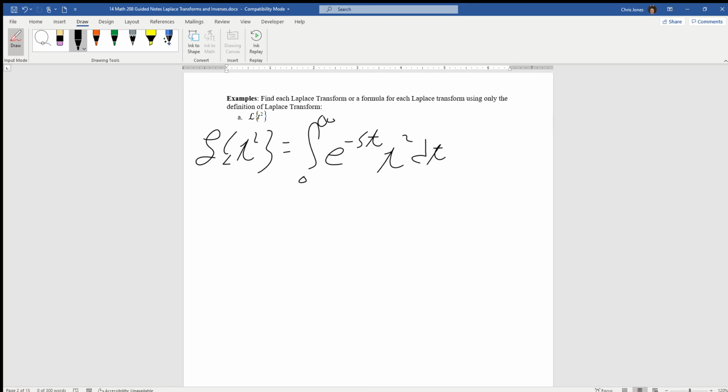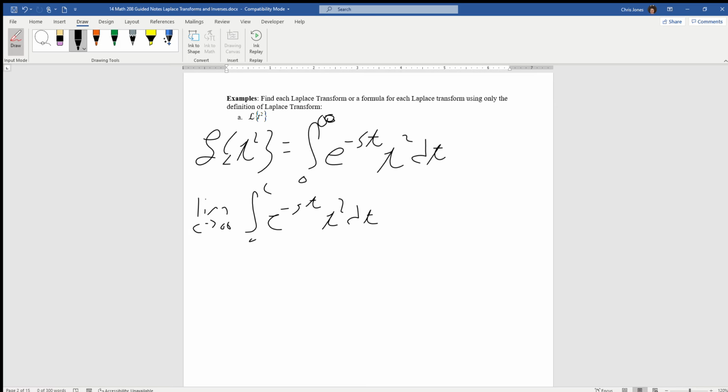To evaluate this integral, we're going to have to use a limit for the infinity, and we also have to use integration by parts. So I'm going to rewrite the integral. That's going to be the limit as c approaches infinity of the integral from 0 to c of e to the minus st t squared dt. And we've done integration by parts a lot this semester.